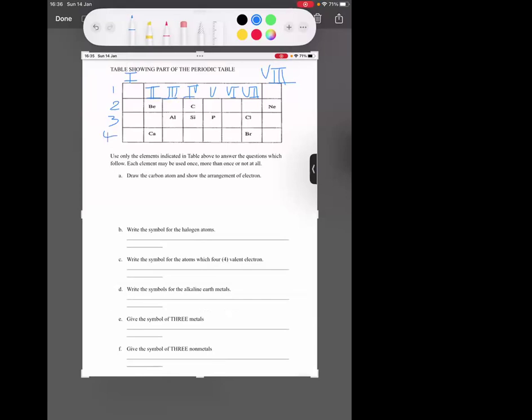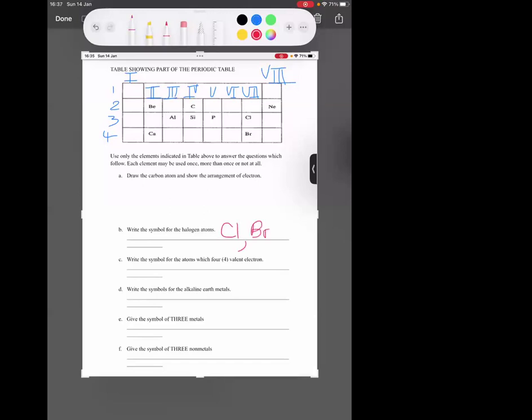All right, so go to question B. Using only the elements indicated in the table above to answer the question which follows. Each element may be used once, more than once, or not at all. Write the symbol of halogens. Which group of the periodic table did we say halogens are formed in? Group 7. So what are the atoms that we're seeing from this table that belong to group 7? Chlorine and bromine.